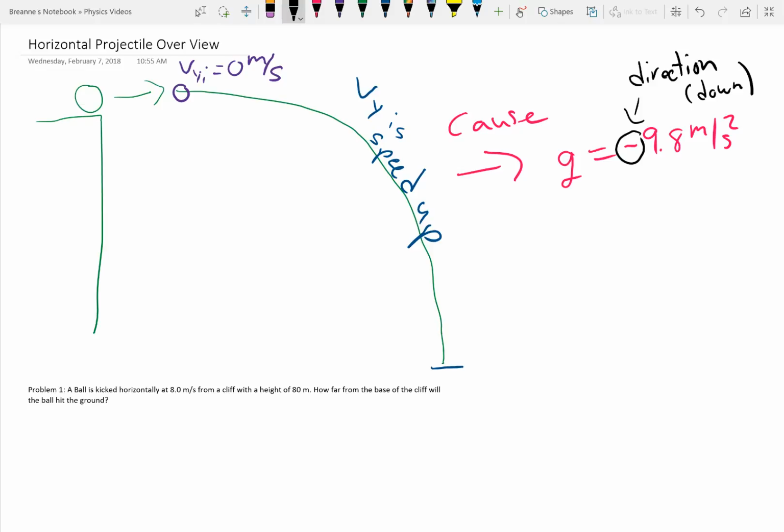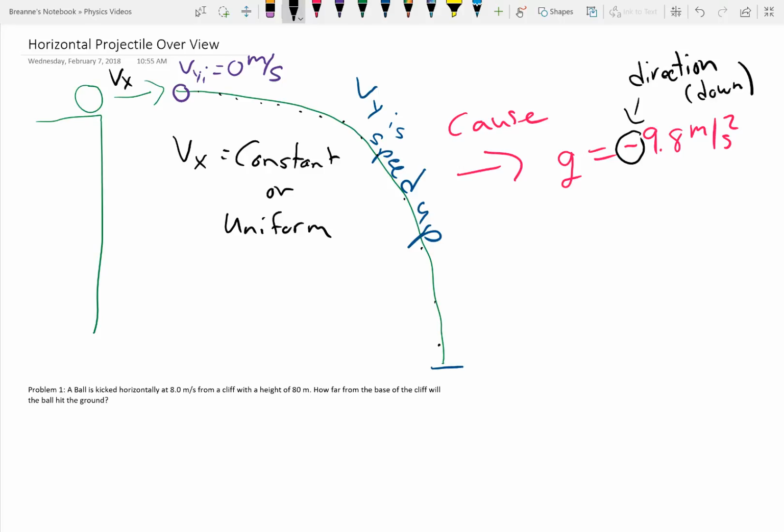Another thing to remember: your velocity in the x is constant, or uniform. What that means is at any point on this parabola, your velocity in the x is going to stay the same. Your velocity in the y is the only thing that changes.